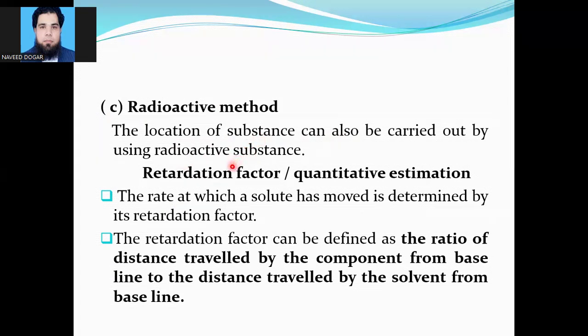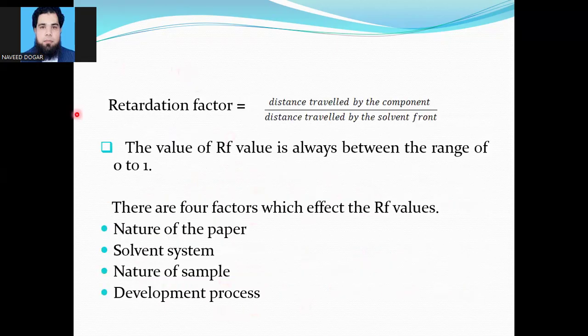After that, we have to study the retardation factor, or RF value. Retardation factor, or RF value, is basically the rate at which the solute has moved, and this rate can be determined with the help of the RF value. The retardation factor is defined as the ratio of the distance traveled by the component from the baseline to the distance traveled by the solvent from the baseline. RF value can vary from 0 to 1. It has no unit as well.